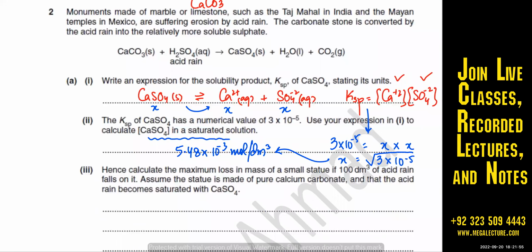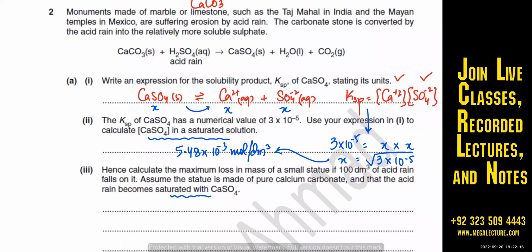And the other part now is, they're saying hence calculate the maximum loss in mass of a small statue if 100 dm cube of acid rain falls on it. Assume that the statue is made up of pure calcium carbonate and the acid rain becomes saturated with calcium sulfate. So they're saying that the acid rain becomes saturated with calcium sulfate.